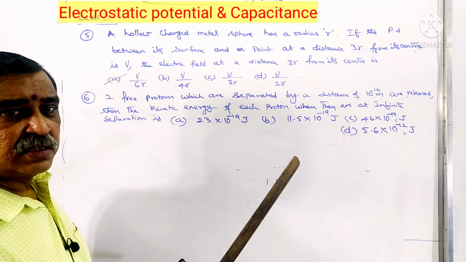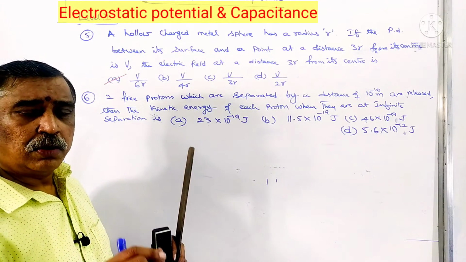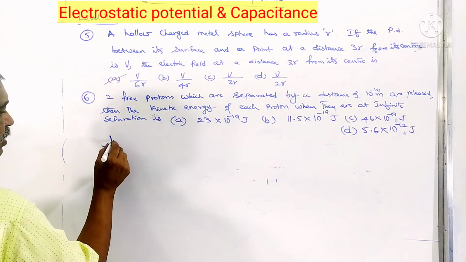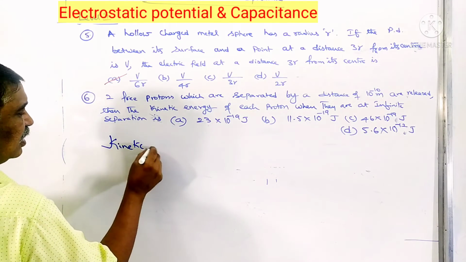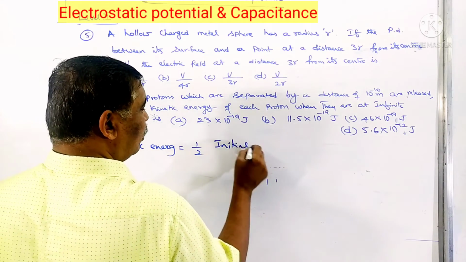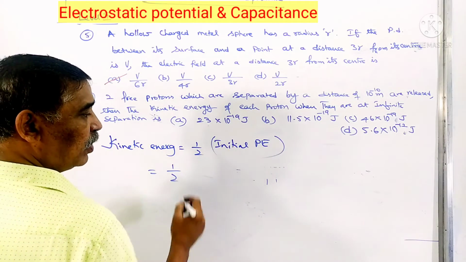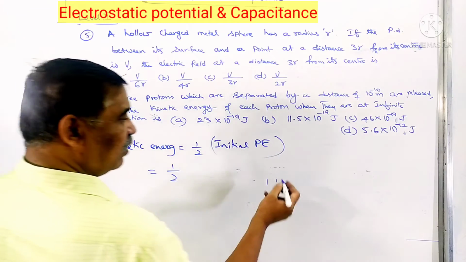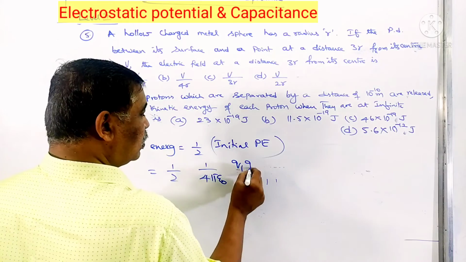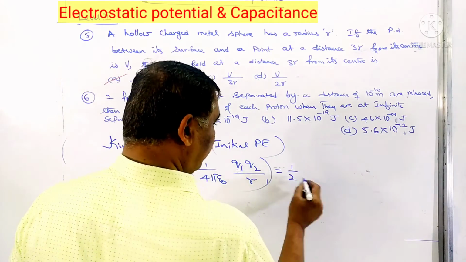That energy, whatever they get, is nothing but the kinetic energy. So kinetic energy of each proton is equal to half of the initial potential energy. So this is the concept we have. Kinetic energy is equal to half of initial potential energy. The potential energy formula is known to us: 1 by 4 pi epsilon naught q1 q2 divided by distance r. Just substitute all the things. So this is equal to 1 by 2.